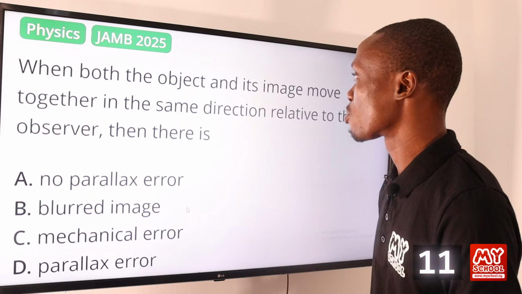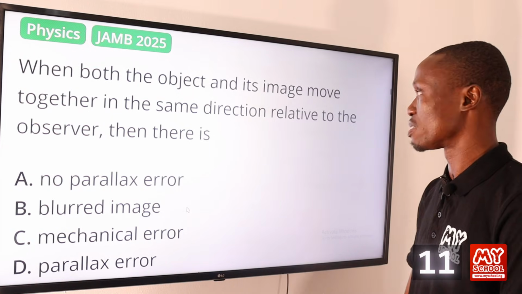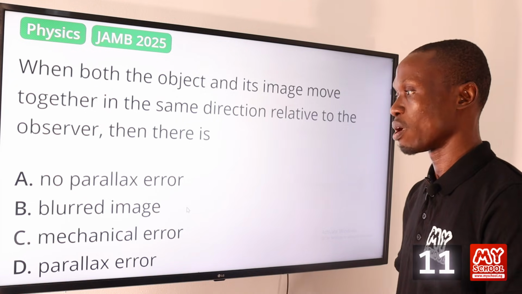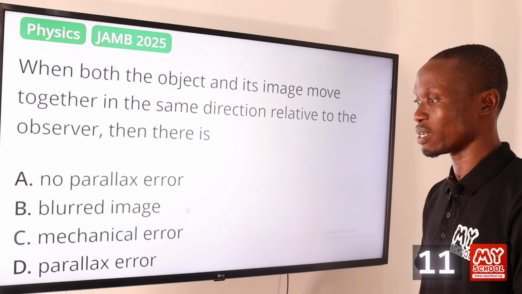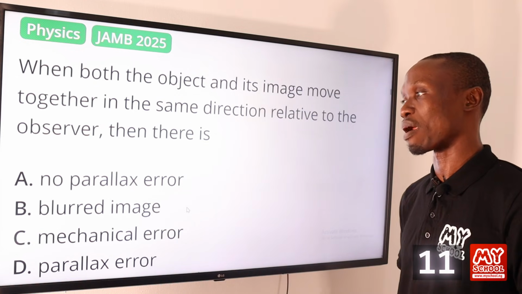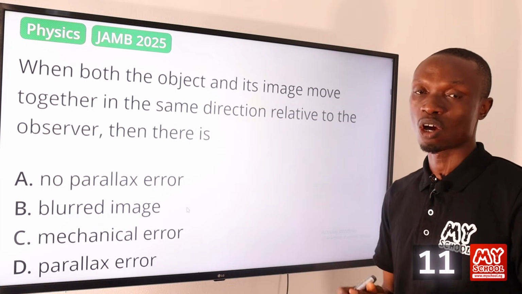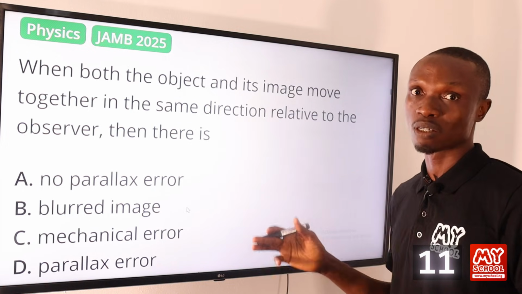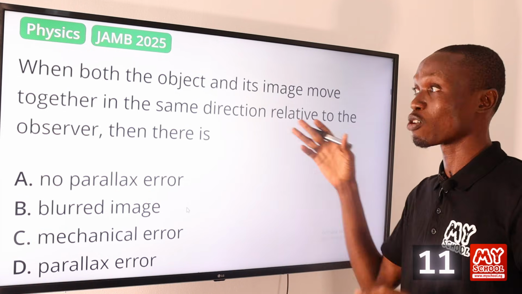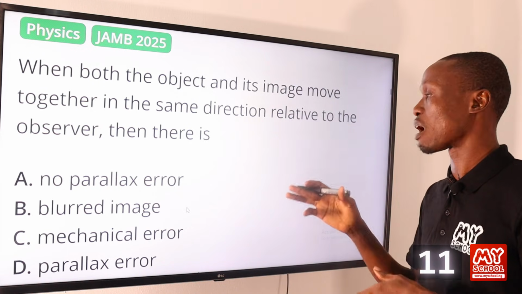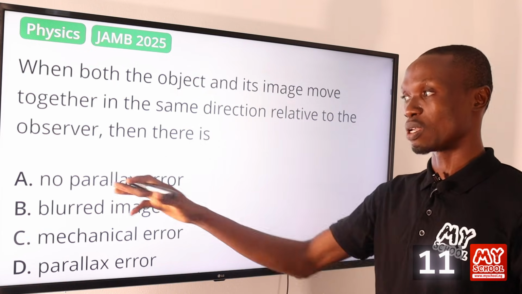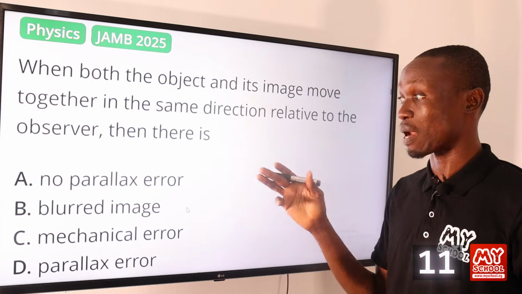Question 11. When both the object and its image move together in the same direction relative to the observer, then there is A, no parallax error, B, blurred image, C, mechanical error, D, parallax error. So the answer to this question is no parallax error. Parallax error occurs when the image and object move relative to each other, causing a shift in apparent position. But for this question, the object and the image are moving together, so no shift in apparent position, okay? So that makes option A the correct answer to this question, no parallax error.